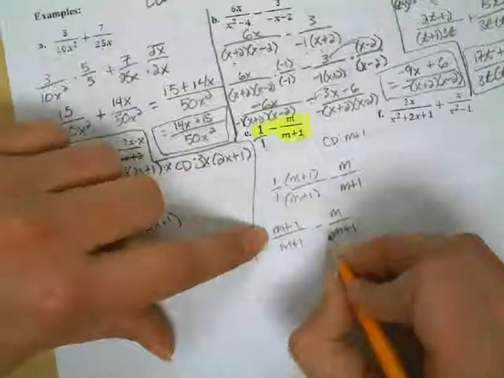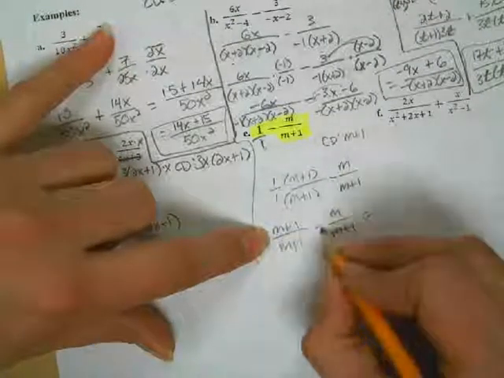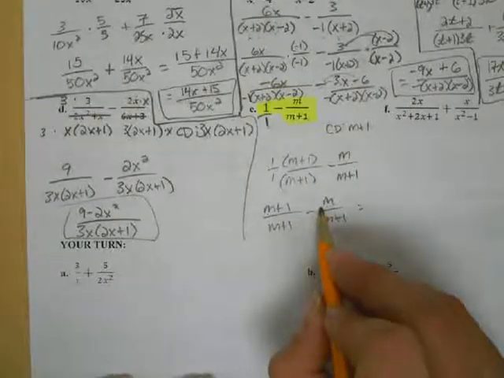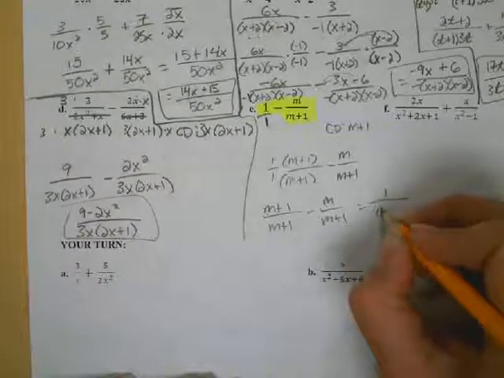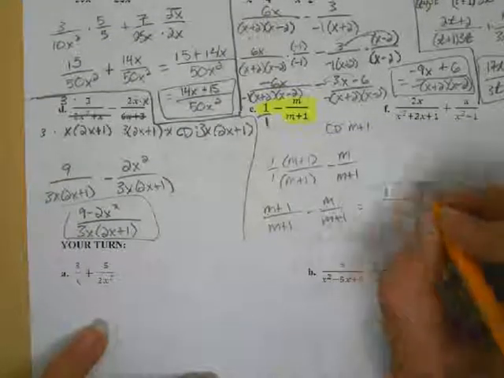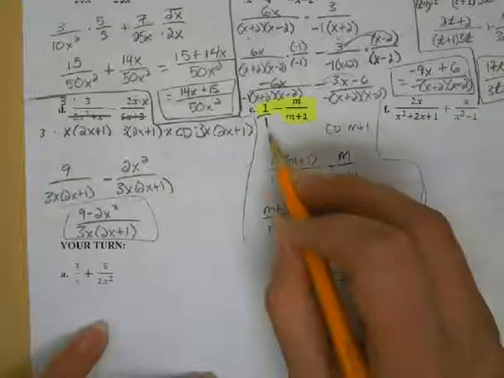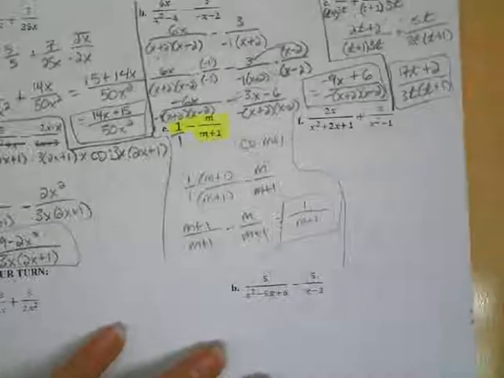I now have a common denominator. M minus m is going to cancel, and I have 1 left on top, and an m plus 1 on bottom. So just like with normal fractions, if I don't have a denominator, put a 1 there. That's how that works.